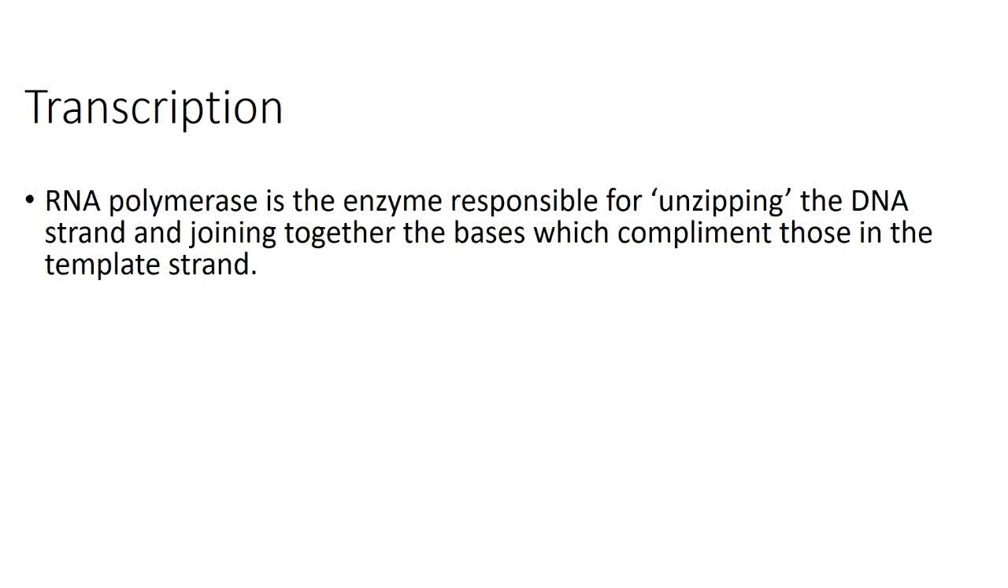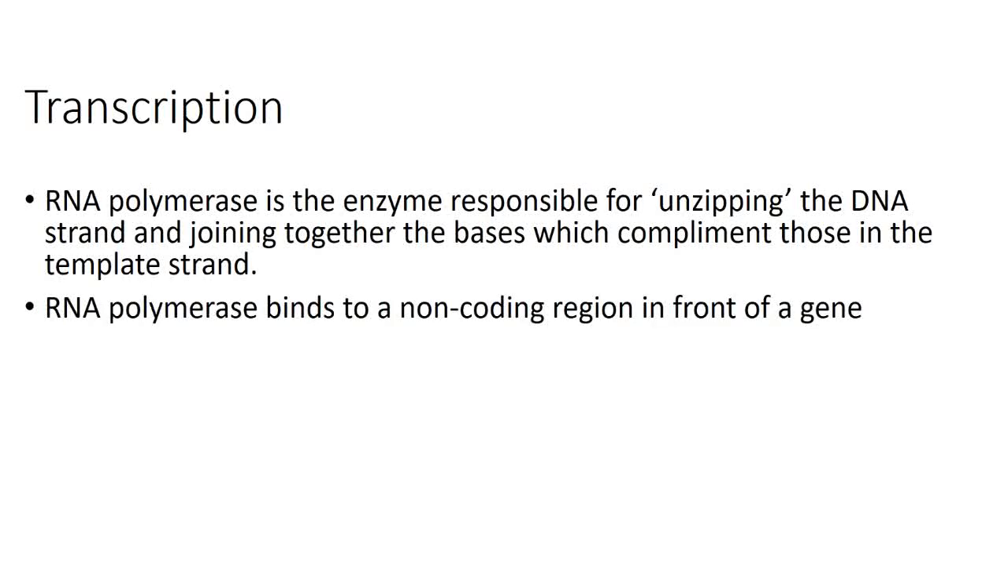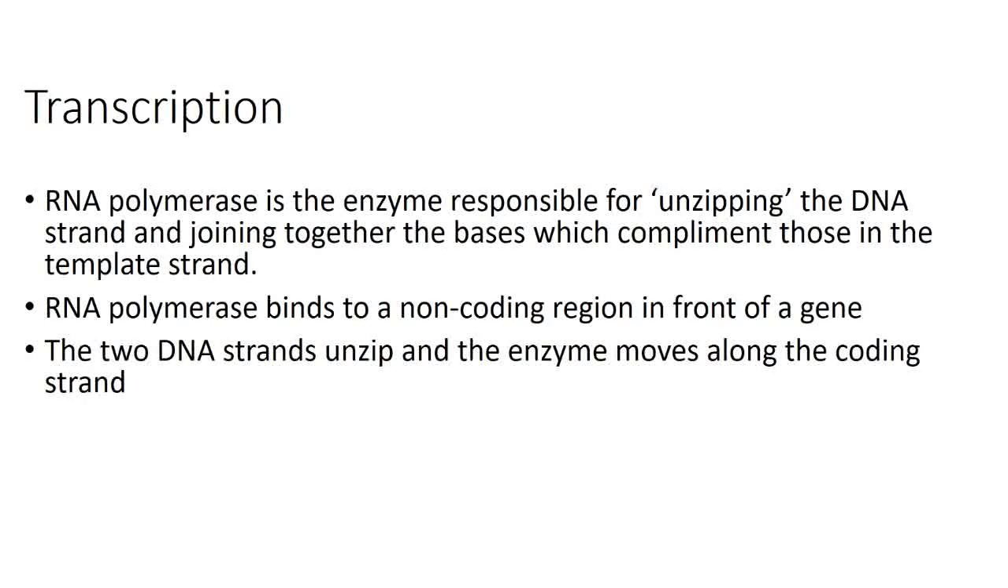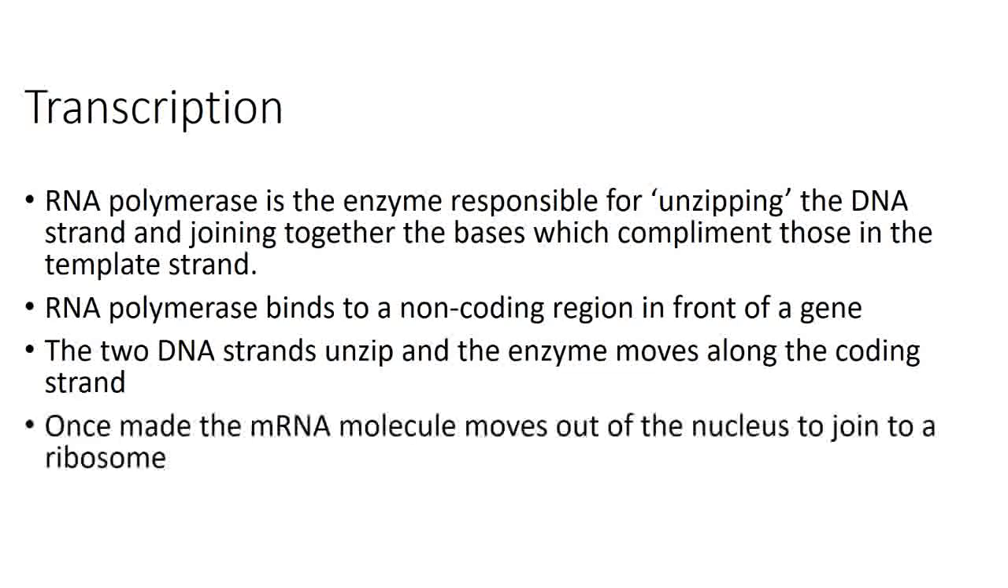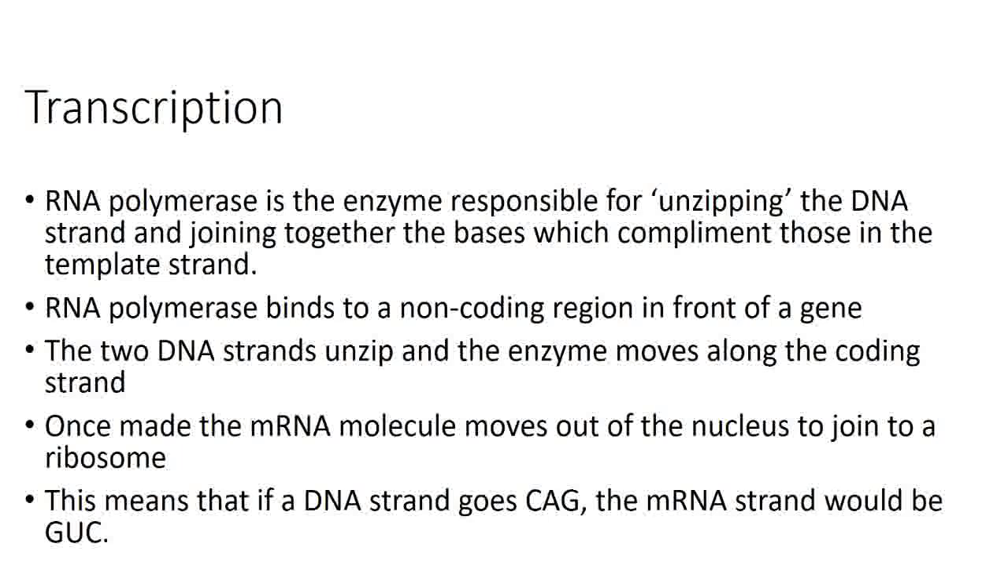RNA polymerase is the enzyme responsible for unzipping the DNA strand and joining together the bases which complement those in the template strand. To start transcription, RNA polymerase binds to a non-coding region in front of a gene. The two DNA strands unzip and the enzyme moves along the coding strand. Once made, the mRNA molecule moves out of the nucleus to join a ribosome. This means that if a DNA strand goes CAG, the mRNA strand would be GUC.